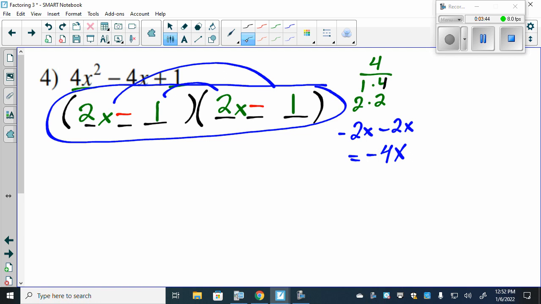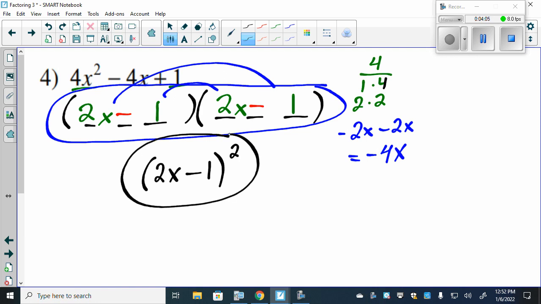But we can actually rewrite them in a different way, because we could rewrite this as 2x minus 1 squared, because both of those sets of parentheses are the exact same. And whenever we square, we're just saying it's times itself. That's why this one is special, because it works out that the factors can be rewritten as one set of parentheses squared. That's the only reason that this is special or unique.